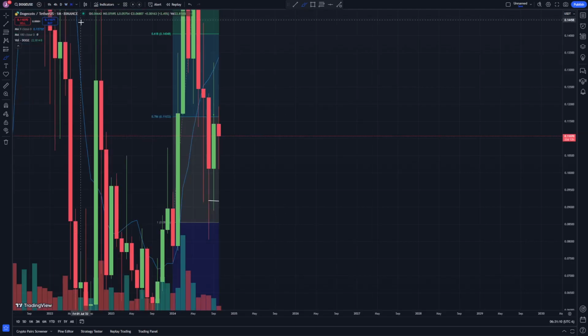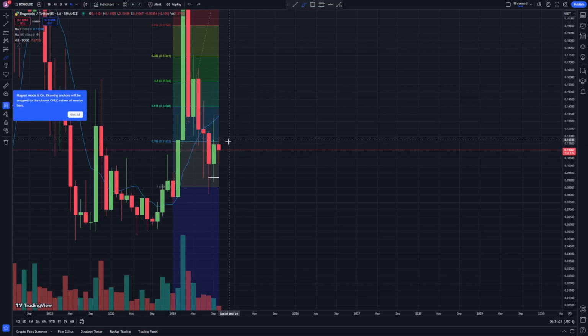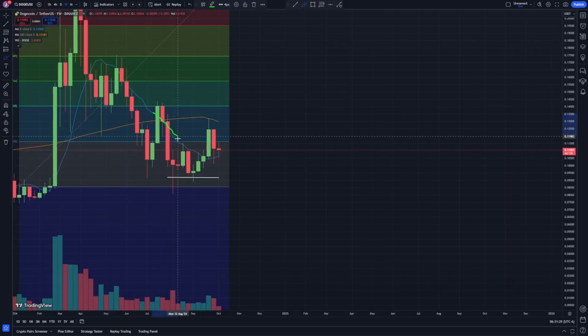If we head over to the monthly, we're still underneath on the monthly. So we have the blue line right here, 9 moving average. And like I said, I have a video on how to set that up. But yeah, so we're still under the monthly as well. So the monthly doesn't look great. The weekly looks actually pretty good because we're above it. And then the daily looks slightly good as well.